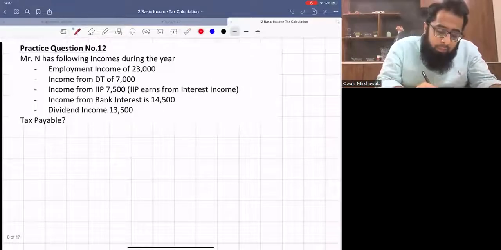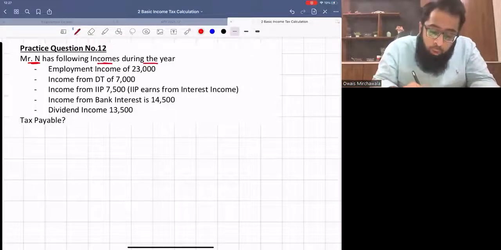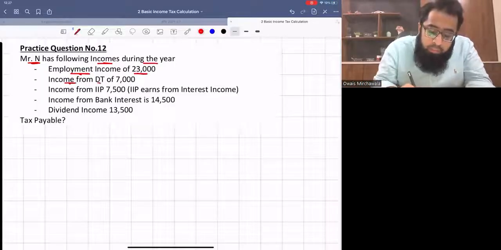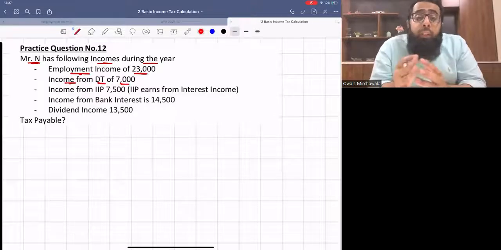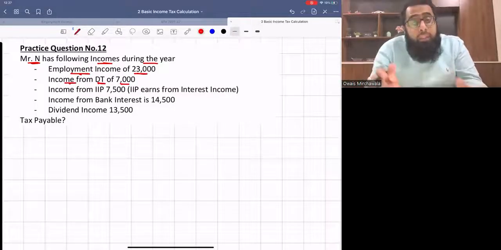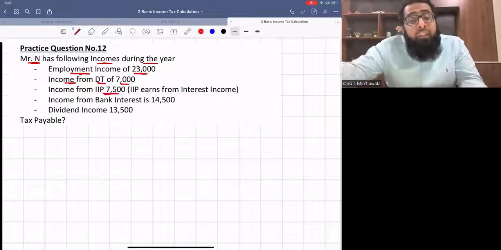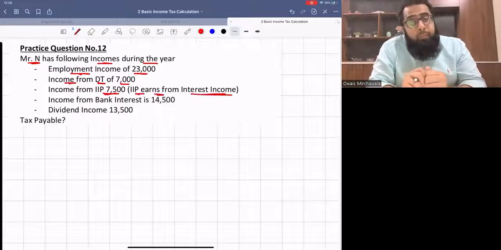Mr. N has the following incomes during the year. Employment income of 23,000. Income from discretionary trust of 7,000. You all know that on discretionary trust, the advance tax is 45%. Income from IIP is 7,500. The IIP earns from interest income.